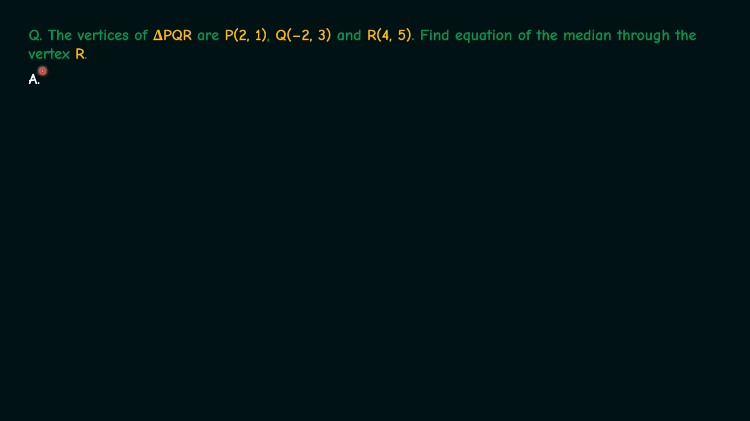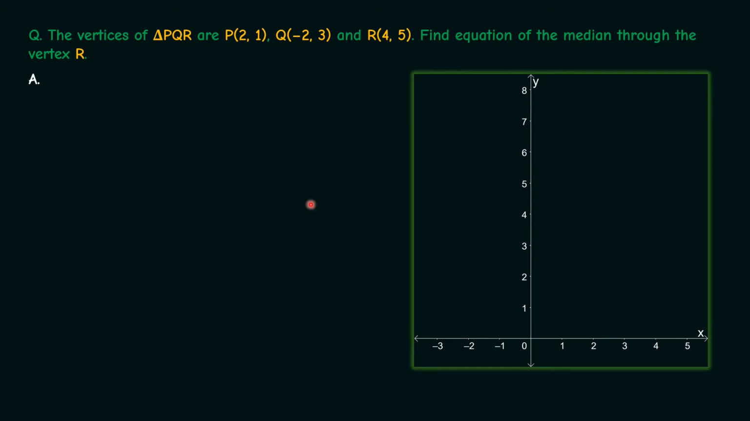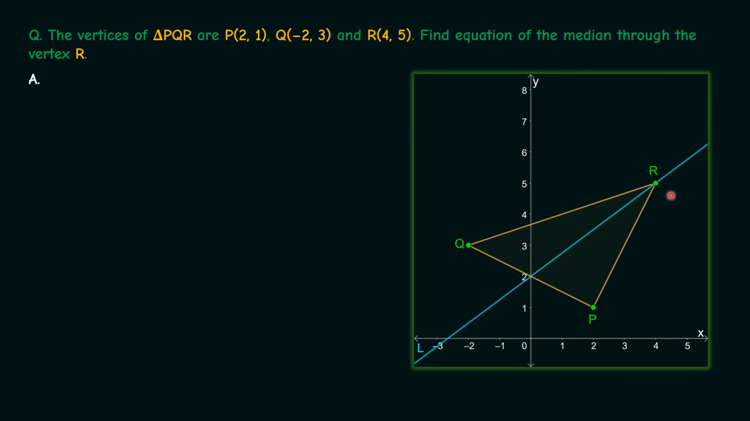Now let's first try to visualize this. We are given 3 points P (2, 1), Q (-2, 3) and R (4, 5). These 3 points form a triangle. Now the median through R is nothing but the line that passes through R and the midpoint of the opposite side, that is PQ. Let's say this point is M.